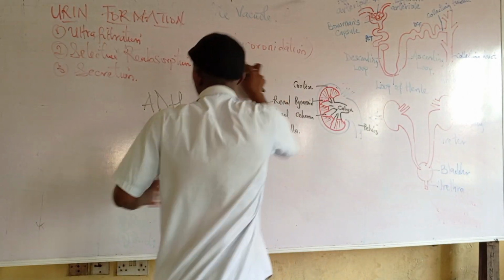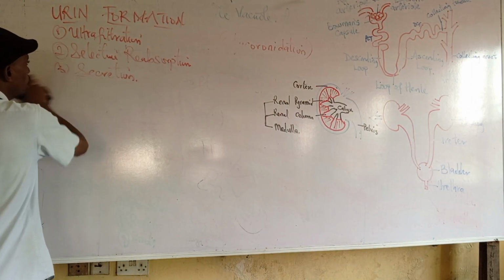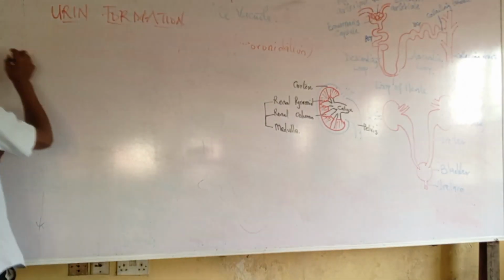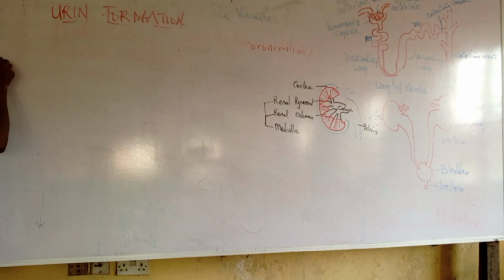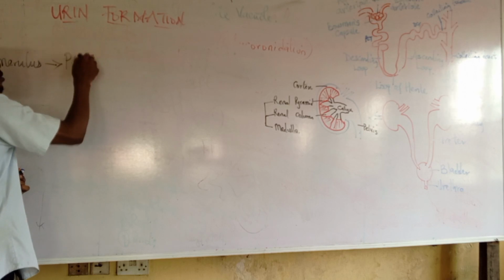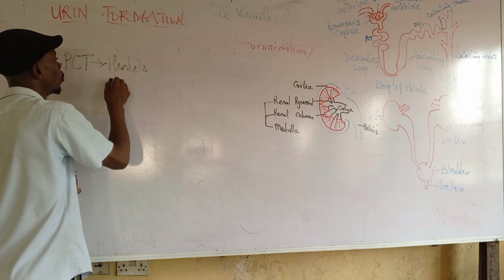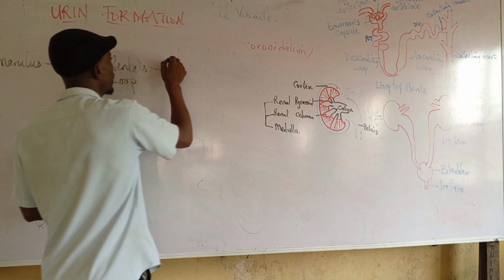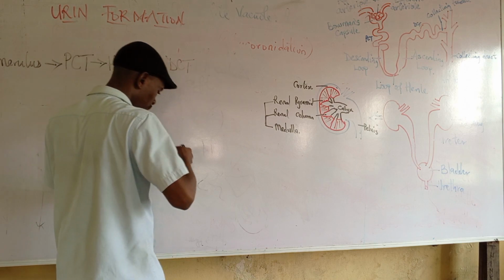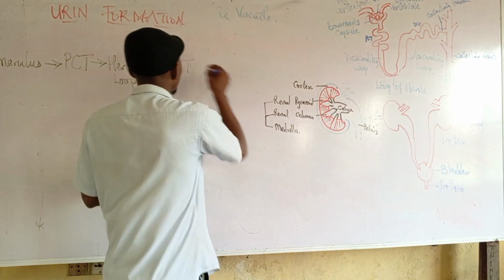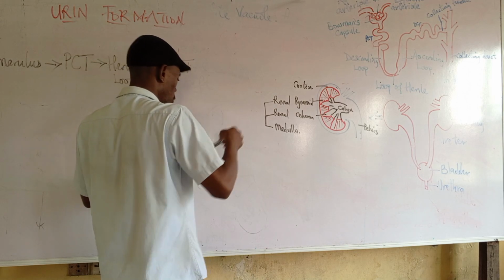Alright, so let me just make a sketch of how the whole process occurs, because it is one of the things you should expect in your JAM, WAEC, and NECO. So we have the glomerulus, followed by the proximal convoluted tubule, followed by the loop of Henle, followed by the distal convoluted tubule. Then that is followed by the collecting tubule.